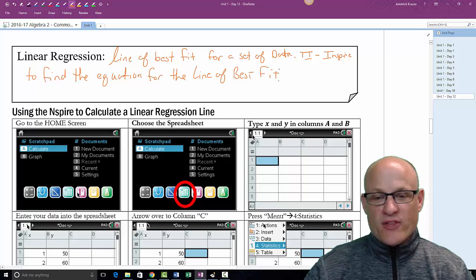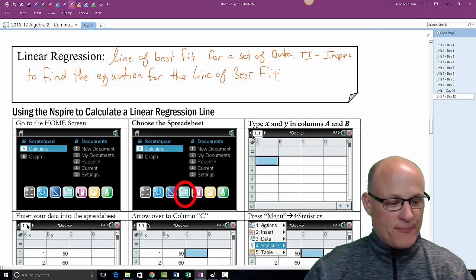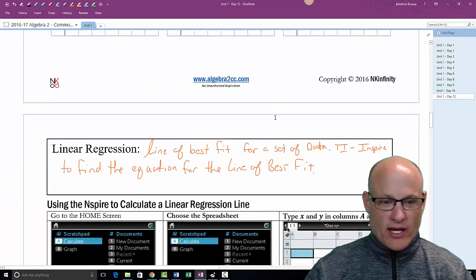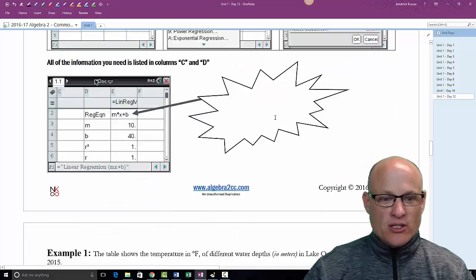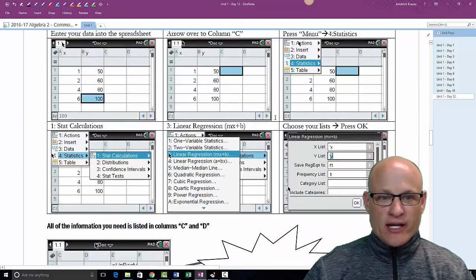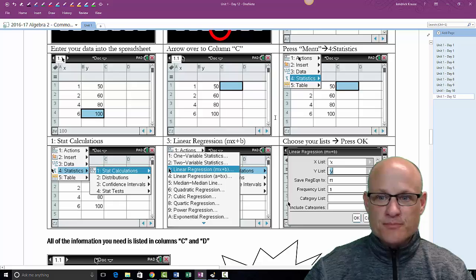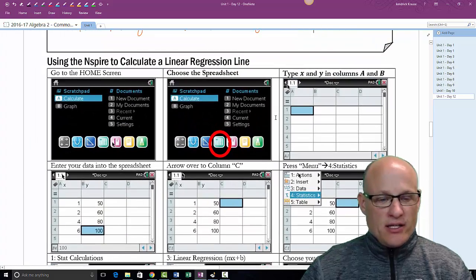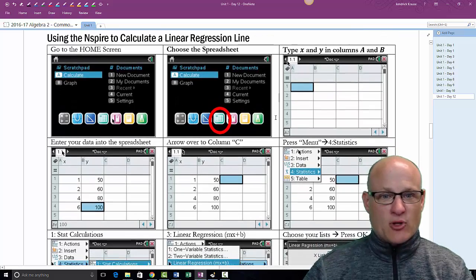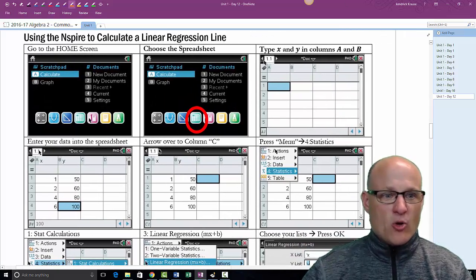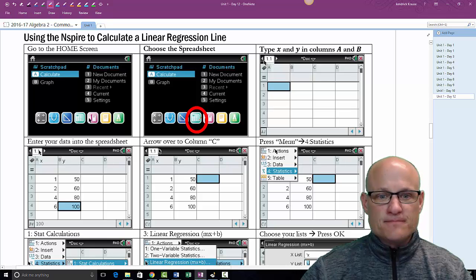And just so you know, this calculator somehow minimizes the distance between the points and the line, but you don't really need to know that. Here are the directions on how to use it. I'm going to do a particular problem, but I'm going to do a bunch of problems, so I'm not going to spend a lot of time going through this particular one. From the home screen, you would click on this spreadsheet right here.